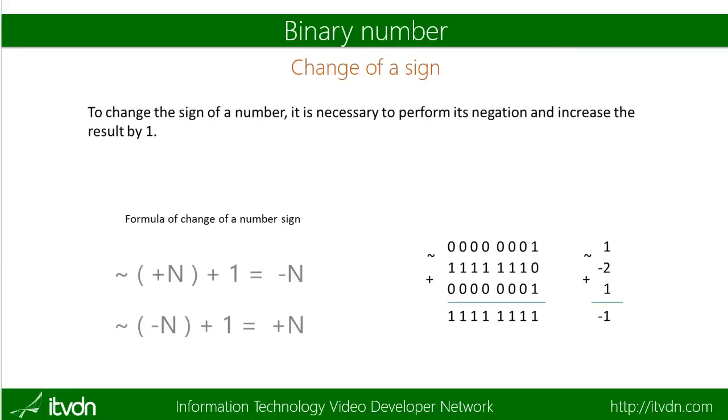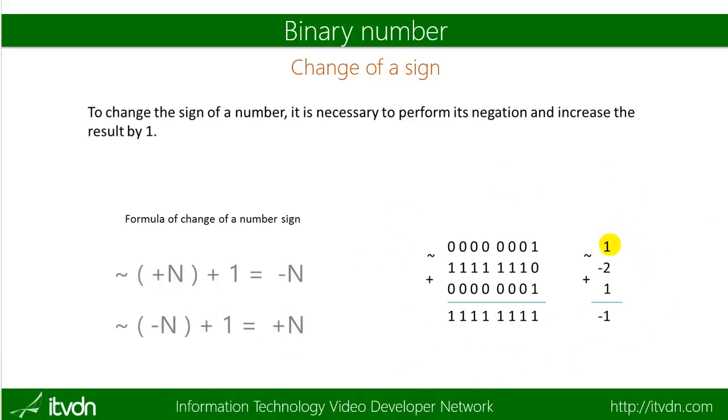So let's take a look at how we can change the sign of a binary number. To change the sign of a binary number, it is necessary to perform its negation and increase the result by 1. What does this mean? This is the formula that we have to use. So how does it work? If you have a positive number, you have to take its negation, change it into the negative, and then add 1, and then you'll get the same number but only in the negative form. The same thing with a negative number. If you have a number, you take its negation, you add 1 to it, and then you'll have a positive number. Let me show you in this example here.